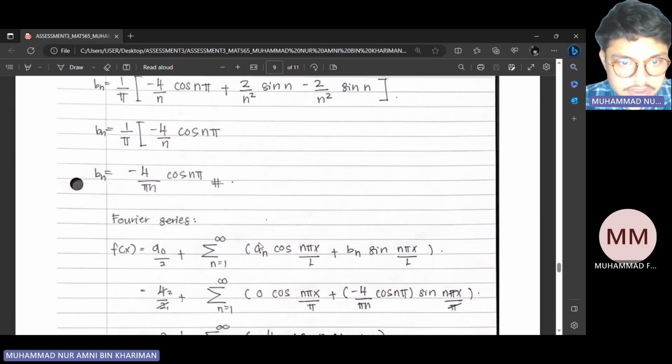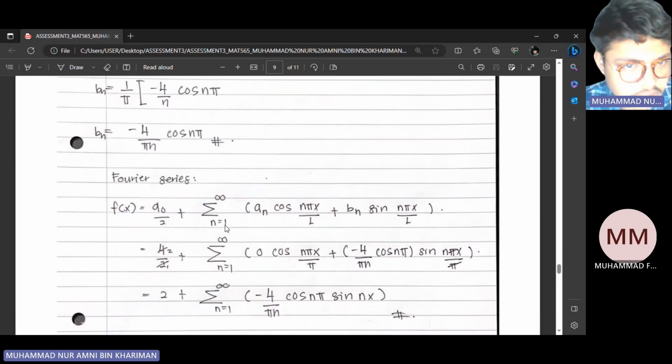And here's the Fourier series formula, where we just have to sub in the values directly. As we know, the formula is fixed already, we just have to put in the values. The Fourier series is f(x) equals a naught over 2 plus the summation of an cos n pi x over L plus bn sin n pi x over L. The value we got just now is a naught equals 4, and an is 0 from the question.